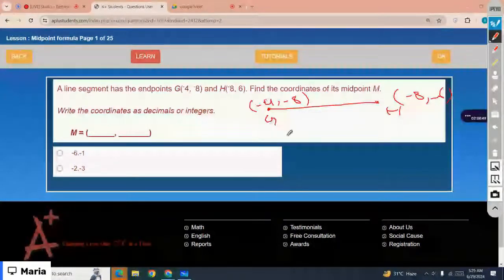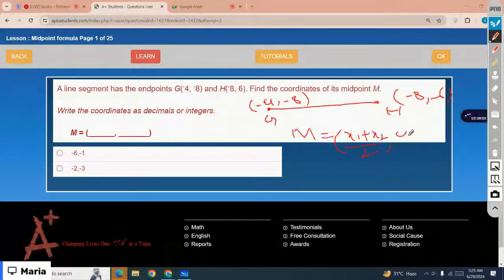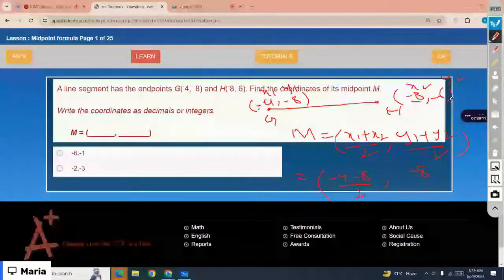The midpoint formula is (x1 plus x2) over 2, (y1 plus y2) over 2, right? So x1 and x2: negative 4 minus 8 over 2. This is minus 4, this is minus 8. Then y1 and y2: 8 and 6 over 2. Negative 8 and negative 4 is negative 12 over 2, that is negative 6. Negative 8 and negative 6 is negative 14 over 2, that is negative 7.